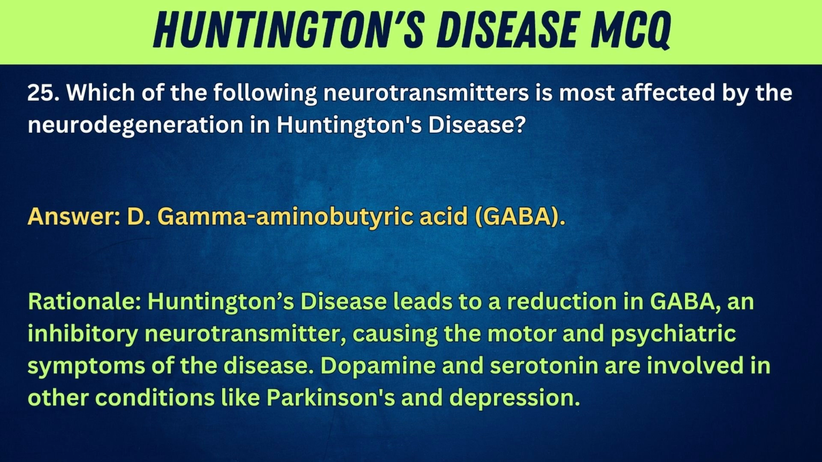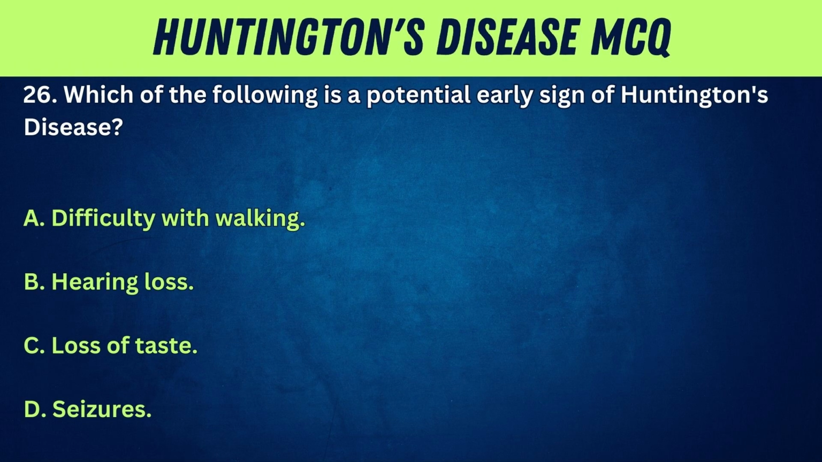Rationale: Huntington's disease leads to a reduction in GABA, an inhibitory neurotransmitter, causing the motor and psychiatric symptoms of the disease. Dopamine and serotonin are involved in other conditions like Parkinson's and depression. 26. Which of the following is a potential early sign of Huntington's disease?